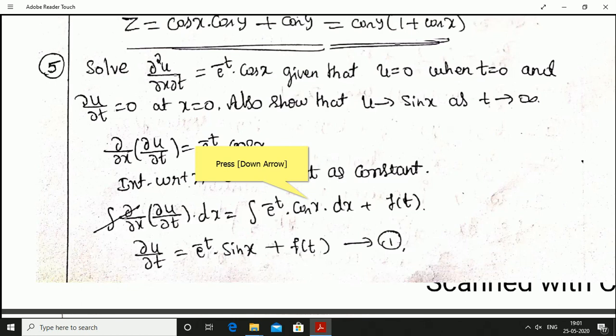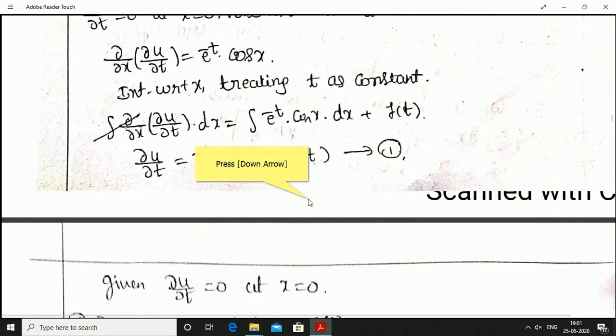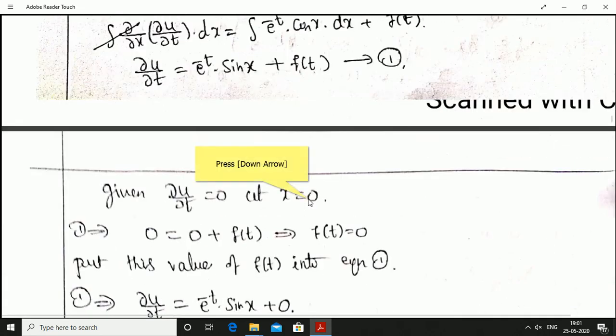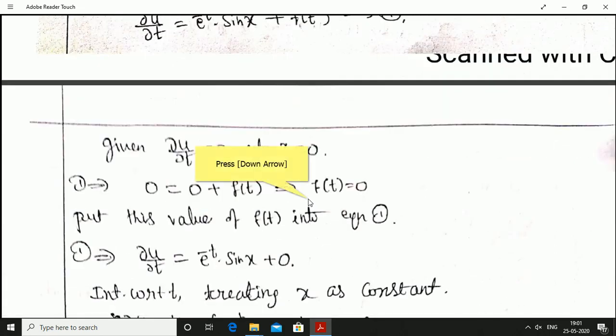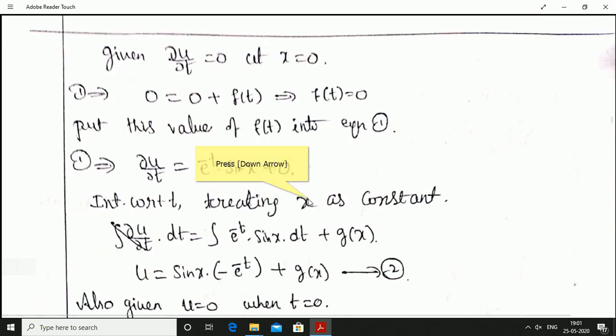Now we'll apply the condition. Okay, what they have given is del u by del t equal to 0 at x is equal to 0. If I substitute del u by del t equal to 0 at x is equal to 0, it gives us f of t is equal to 0, right? Okay. Substitute f of t equal to 0 in equation 1. So it takes the form del u by del t equal to e power minus t into sin x.